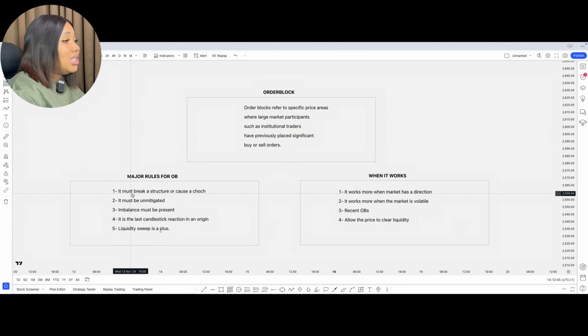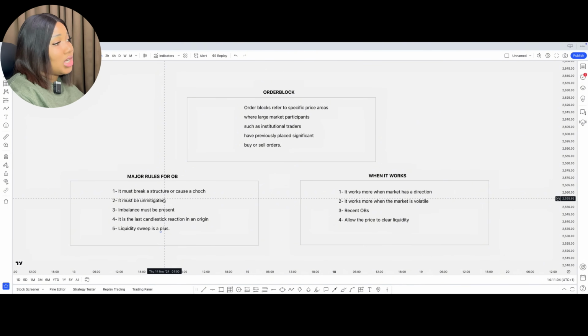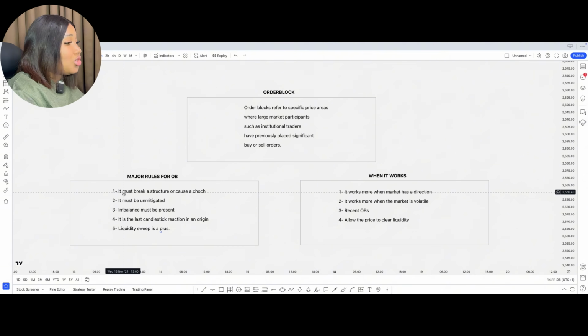Number one, it must break a structure or cause a change of character. So markets may be moving and maybe you've pointed out an order block, but make sure that the impulsive movement that you've noticed actually clear the structure. If you don't understand the meaning of break of structure, you can check out my video on break of structure to understand that. So make sure that any order block you're mapping out has broken a structure or has caused a change of character.